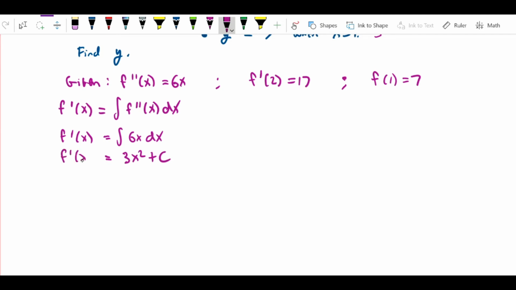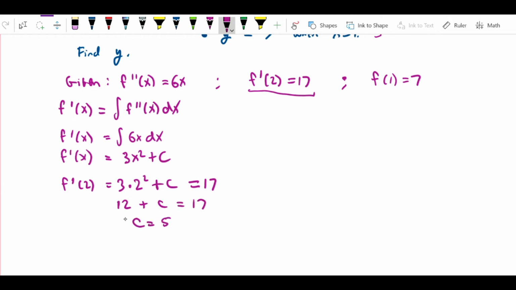So I know that whatever f prime is, it's going to be 3x squared plus some constant. I just have to solve for that constant. Well, here's what I'm given about f prime: f prime of 2 equals 17. So that means that f prime of 2 must equal 3 times 2 squared, I'm just replacing the x with a 2, plus c, and that has to equal 17. Well, 3 times 2 squared is 12, so 12 plus c equals 17, and we can readily see that c is equal to 5. So I've found that c is 5.